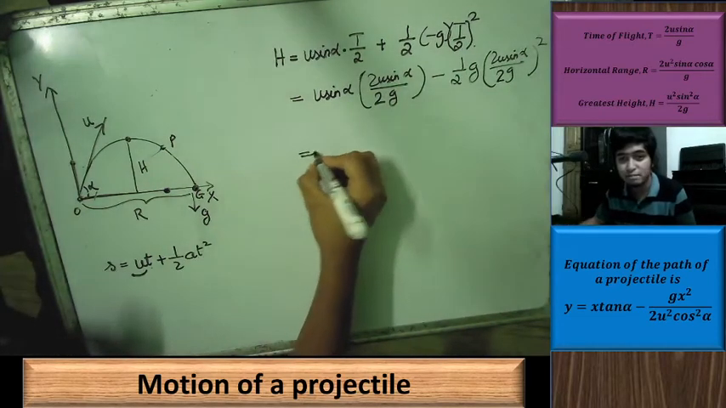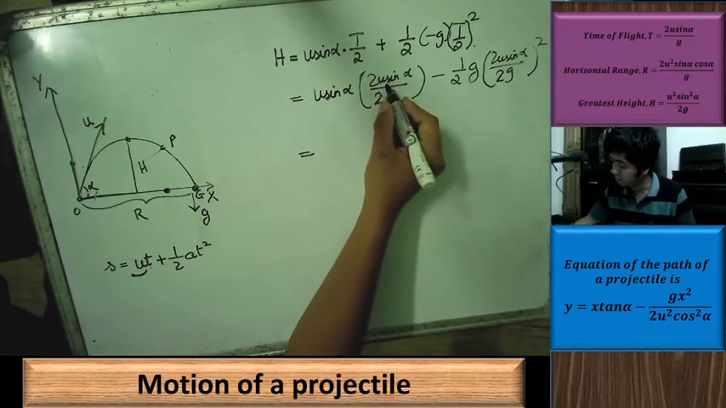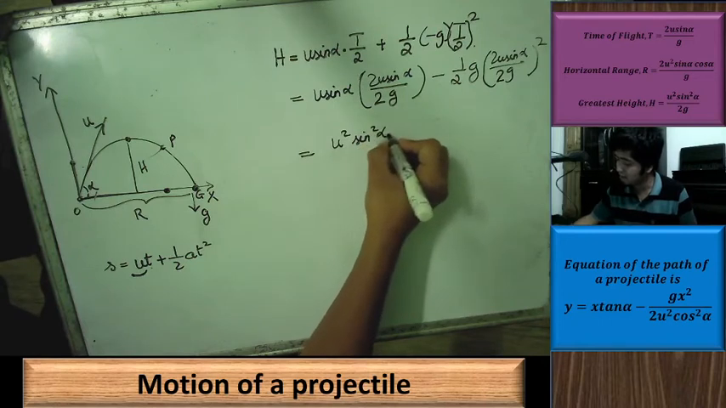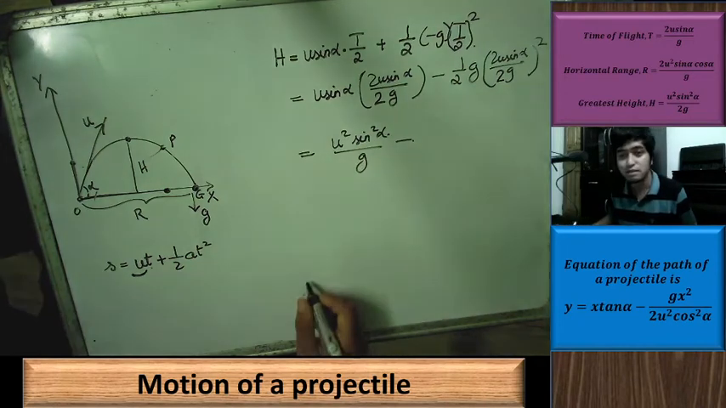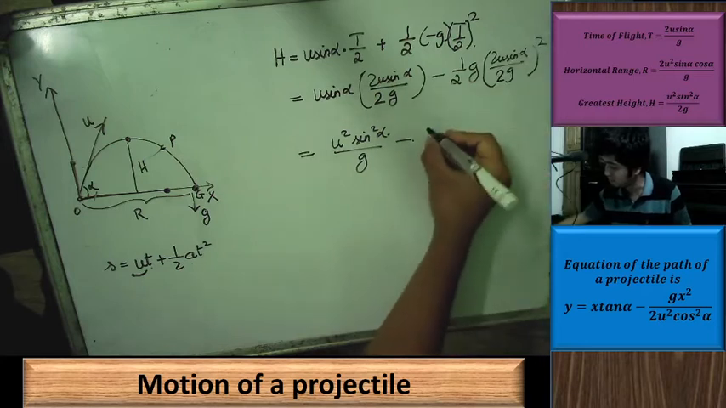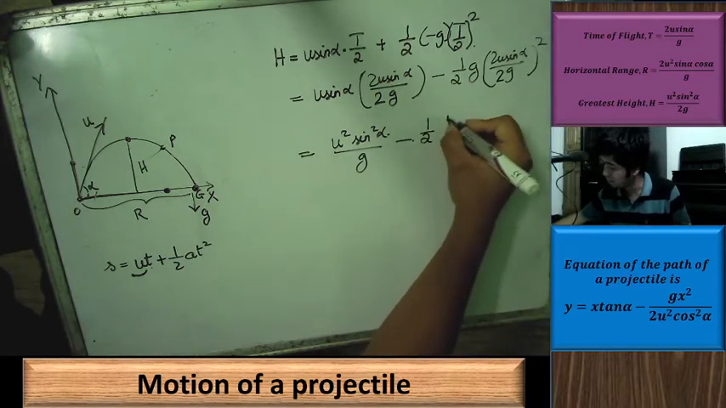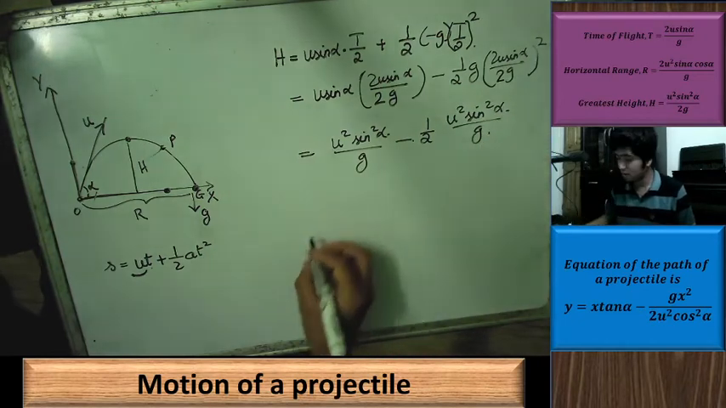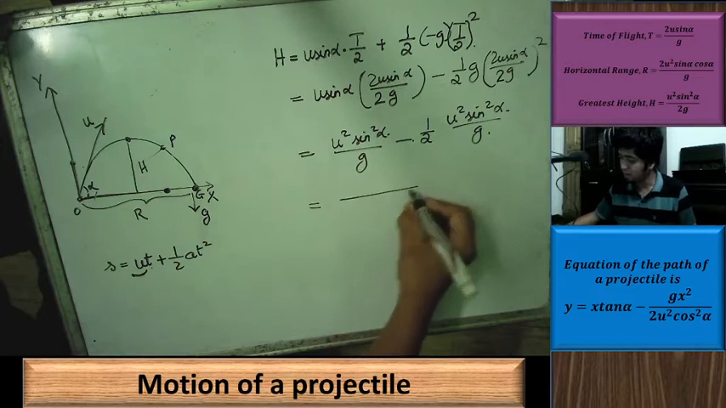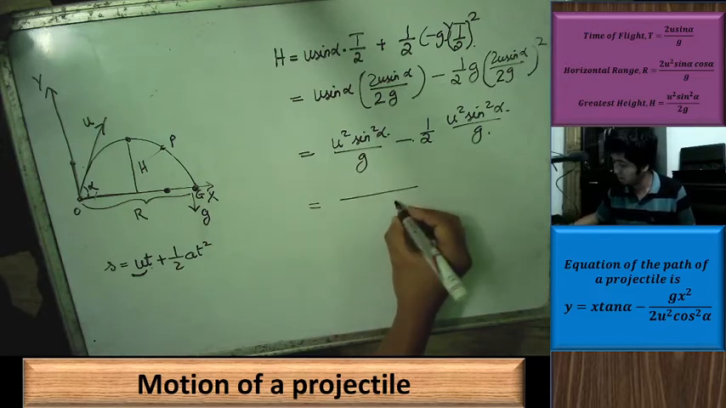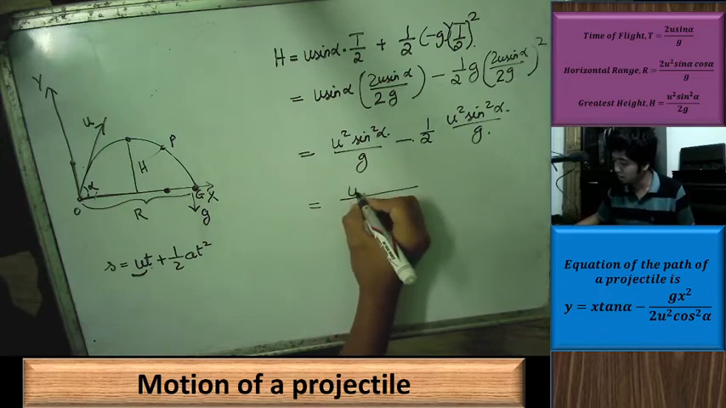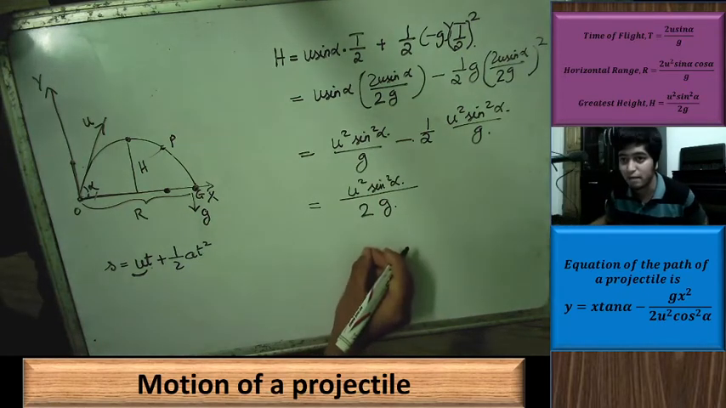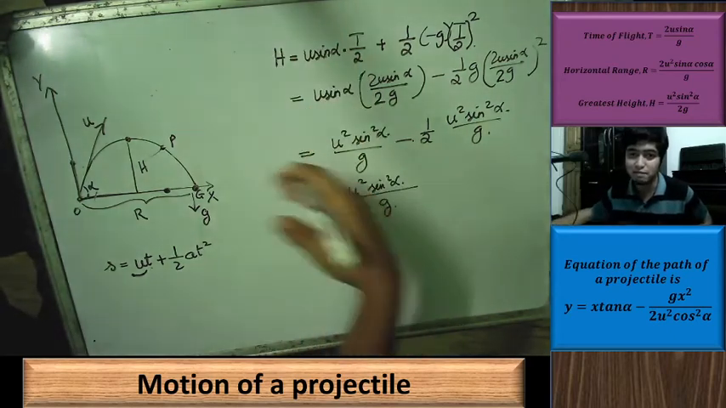So over here, if we simplify, we will be having u squared sine squared alpha upon g minus, just make some simplifications over here, 1 by 2 u squared sine squared alpha upon g. If you simplify this one, you will be having u squared sine squared alpha upon 2g. So this is the required expression for the greatest height.